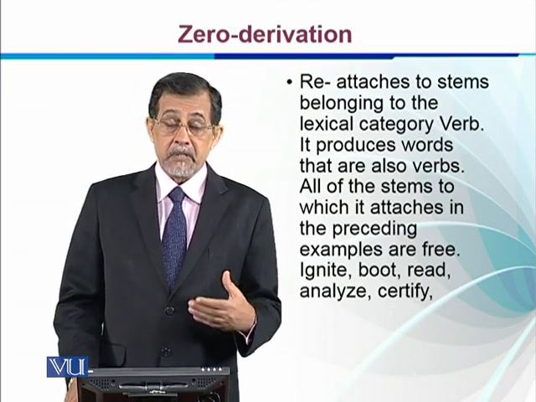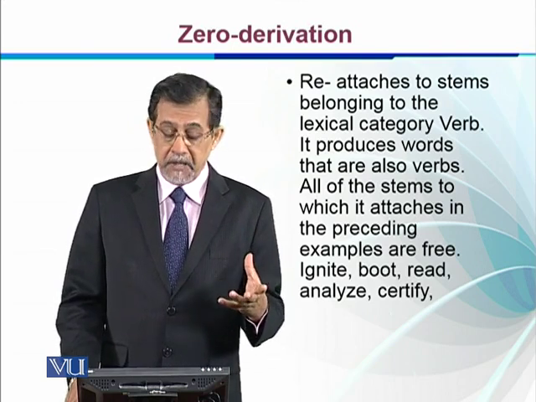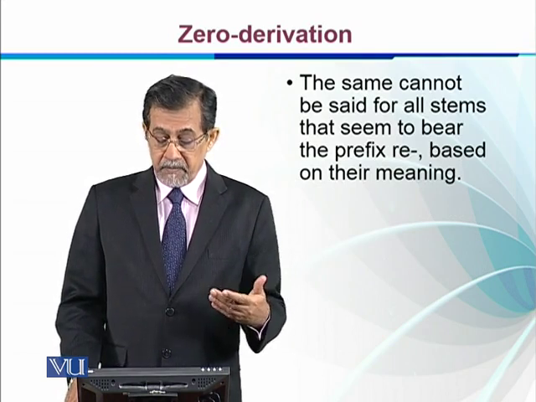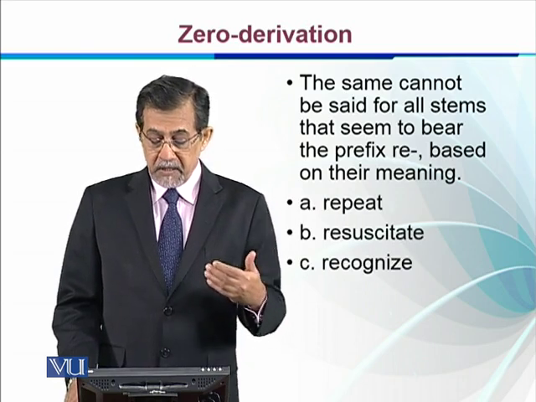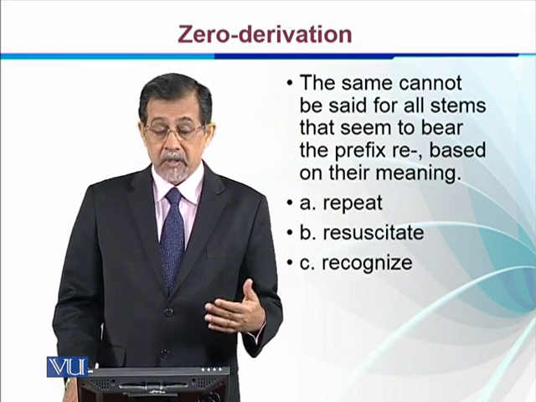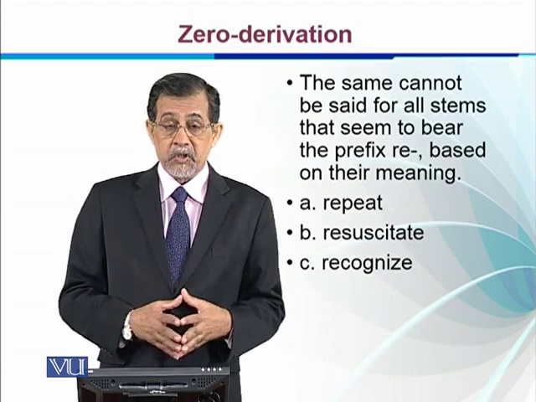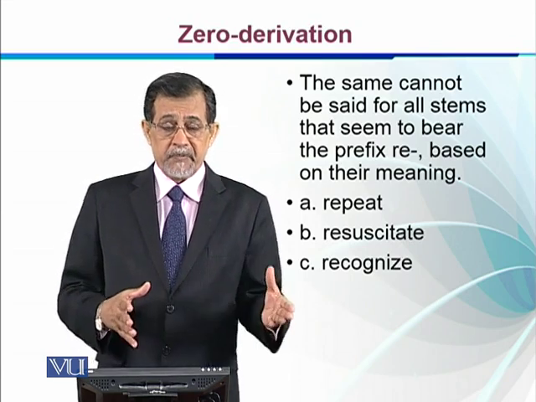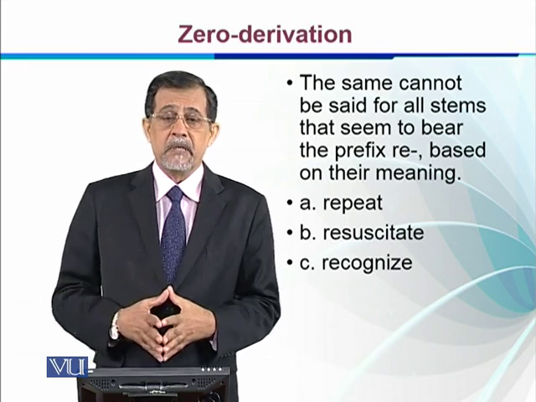But sometimes it is attached to a stem which is bound, not free. For example, re can be attached to stems which are bound: repeat, resuscitate, and recognize. So this is the process of affixation, in which we have prefixes and suffixes. Prefixes generally come before the stem and suffixes come after the stem.